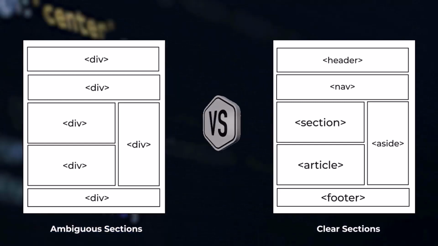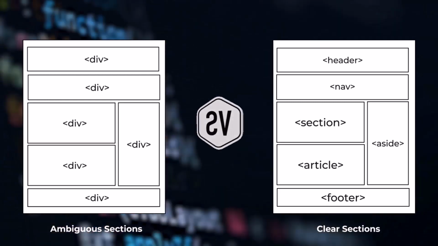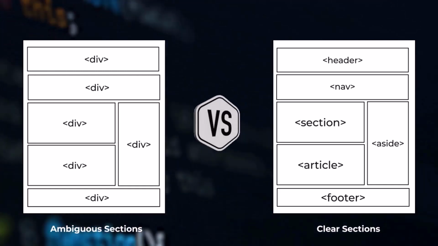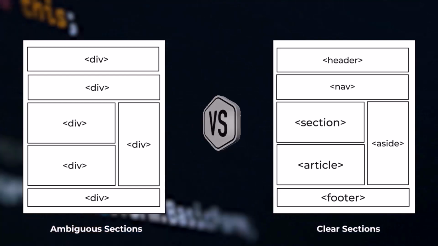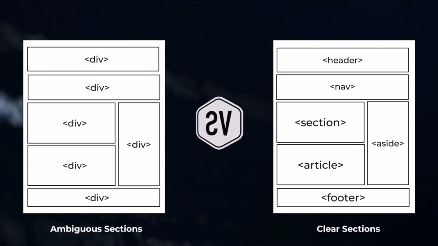Anyways, if you look at the screen, we have these two images. On the left, we have a blueprint of a web page. As you can see, we are only using div as containers, but we do not know what is the purpose of the first div, what is the purpose of the second div, or the div that comes after it. But to the right, we are using semantic elements.